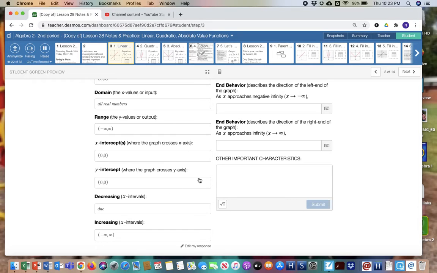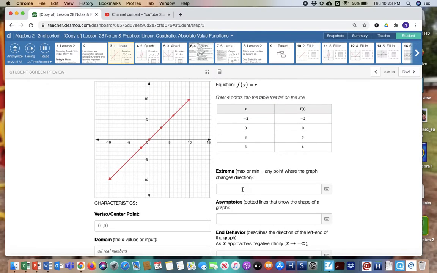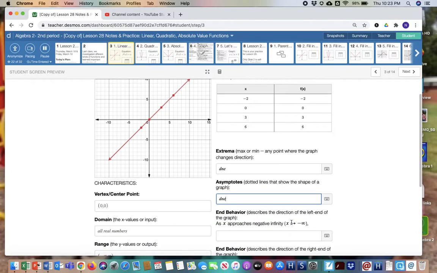All right, awesome. Okay, so now, what about our extrema? So remember that extrema is where we change directions. Did this graph ever change directions? No, so it does not exist. Asymptote, so those lines where we curve that show the shape, the dotted lines, well, I don't see any of those, so it does not exist. Okay, and behavior. So as x approaches negative infinity, so if we go on this graph left forever, what happens?